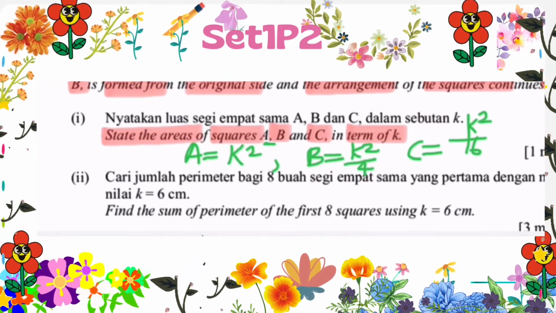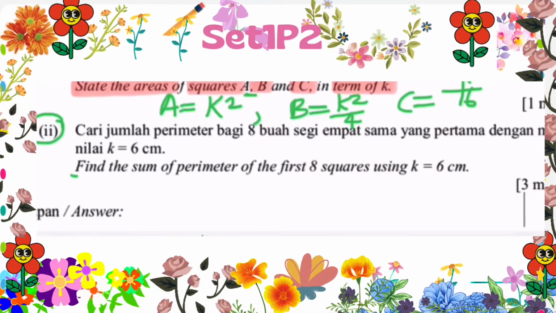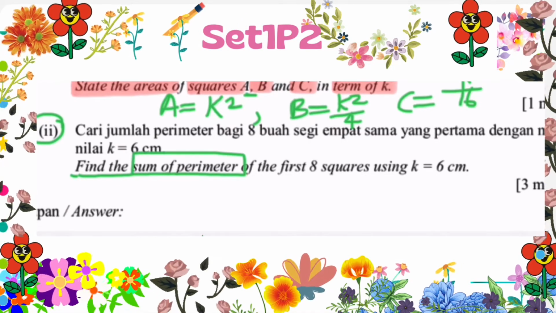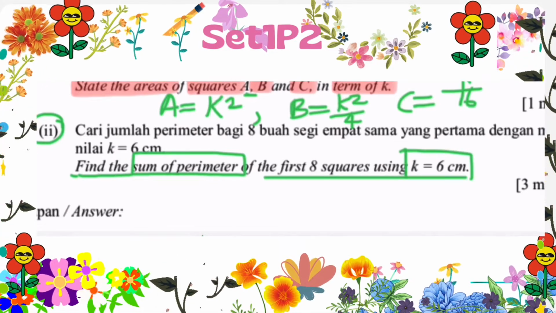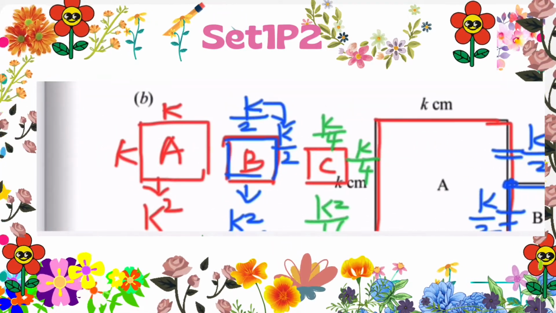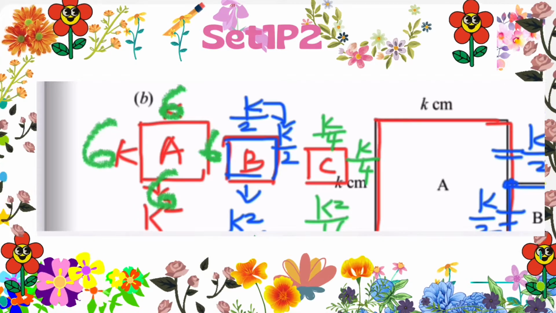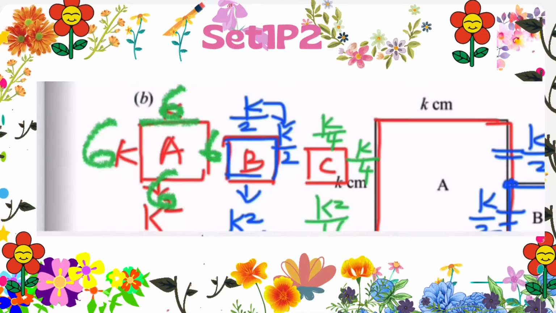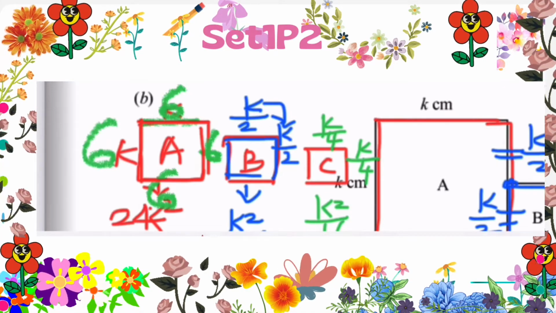Now we are asking to solve for part 2. Let's read the question carefully. What is the subject that the question wants? Find the sum of perimeter, not the area, for the first 8 squares, using K equal to 6 centimeter, meaning that now the problem becomes this one is 6, this one is 6, this one is 6. We want to find the perimeter. So how to find the perimeter? It's just take the side times 4. So the perimeter now is 24 for the first one.